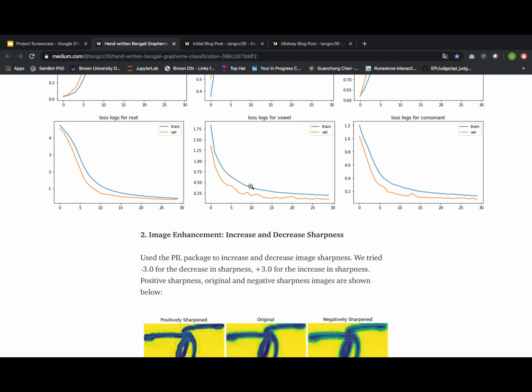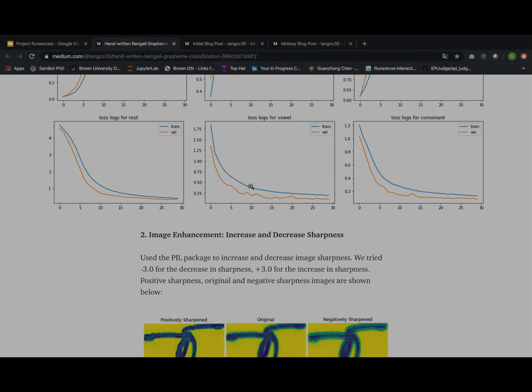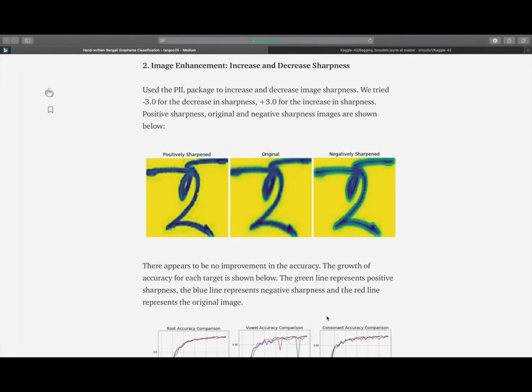The next part will be image enhancement, and another member of our group will introduce this to you. Hi, this is Changcheng Tang. I'm going to talk about some of the enhancements we made on the data and on our model.